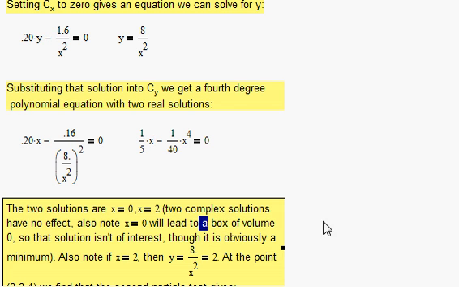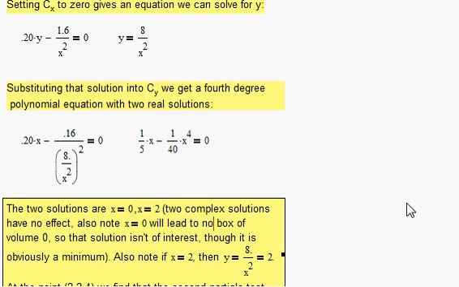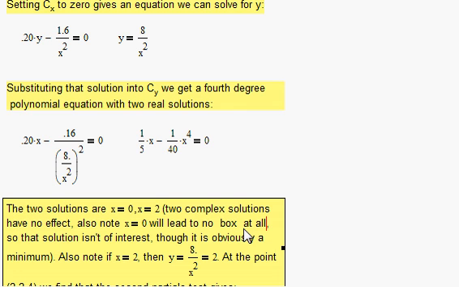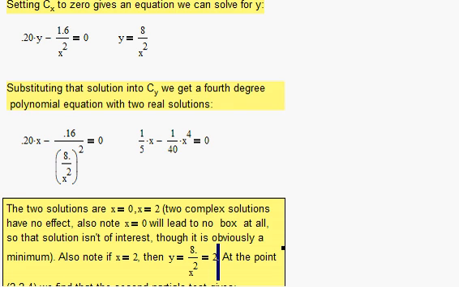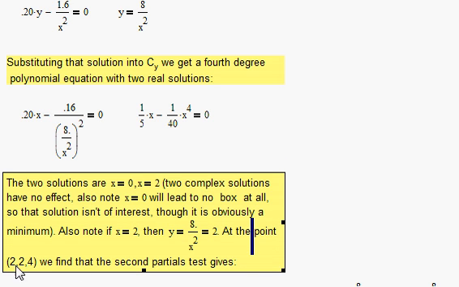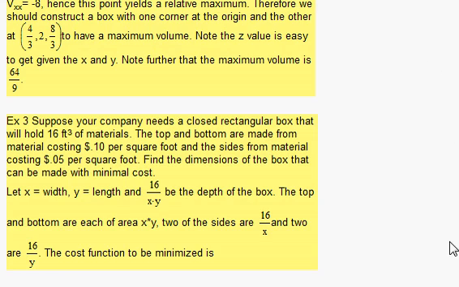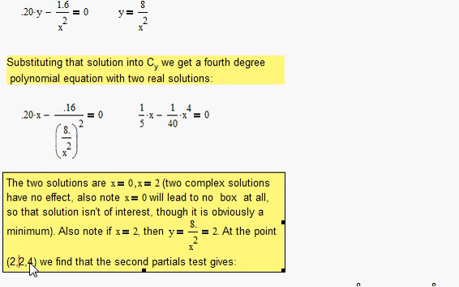That has a box of volume 0, so no box at all would be a better answer for that. Okay, so that solution is not interesting, but 2 is. So if x is 2, then y, which is 8 over x squared, is also 2. And at the point where x is 2 and y is 2, keep in mind, don't forget x times y times z equals 16. So that would force z to be equal to 4.